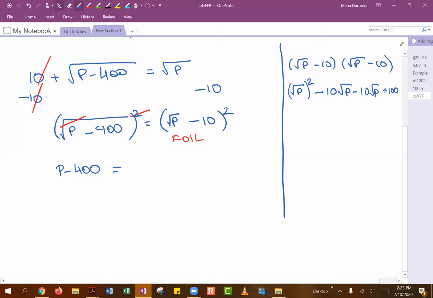Take it slow, go step by step. So again, first, outer, inner, and then the last.